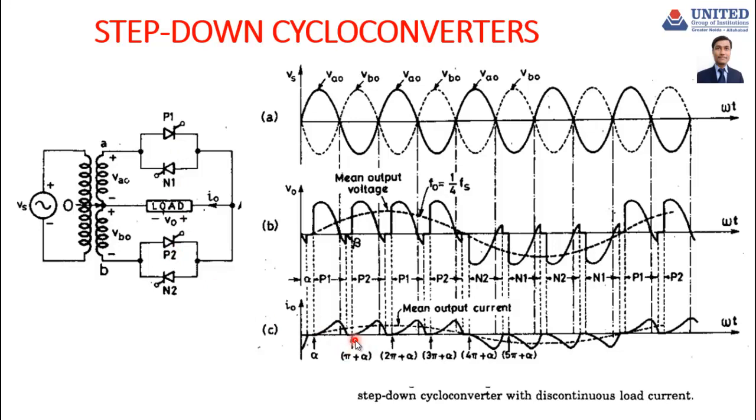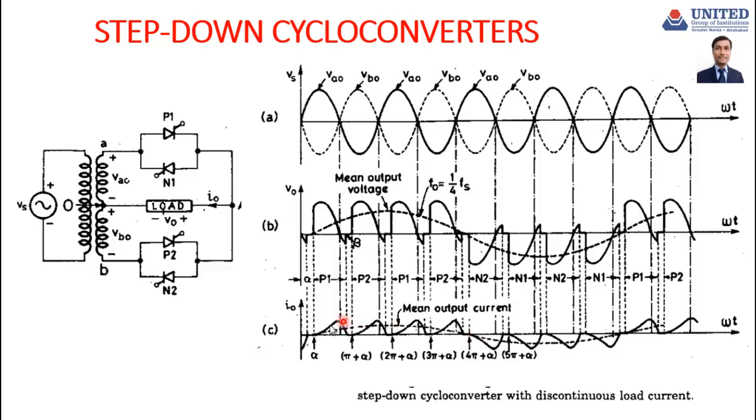Then again load current is flowing from A to O, and it becomes 0 at pi plus beta. This current goes to 0 and P2 is naturally commutated. At 2 pi plus alpha, P1 is again turned on. Therefore here we see that the load current is discontinuous.